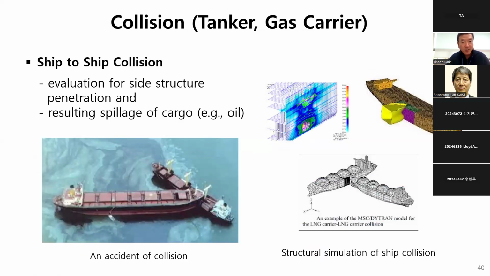Next one is collision. Sometimes it's very important when ship-to-ship collision happens. This is a photo showing an accident of collision where a big bulk carrier collided into a small tanker. Can you see a lot of oil spillage over a large area around the ship?